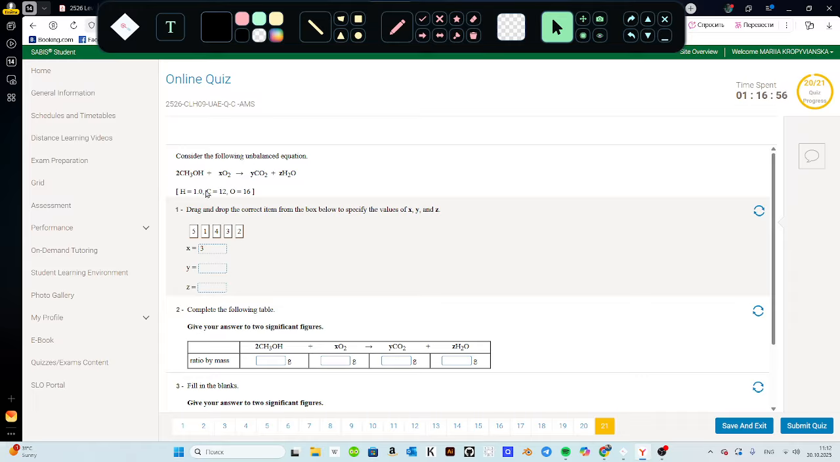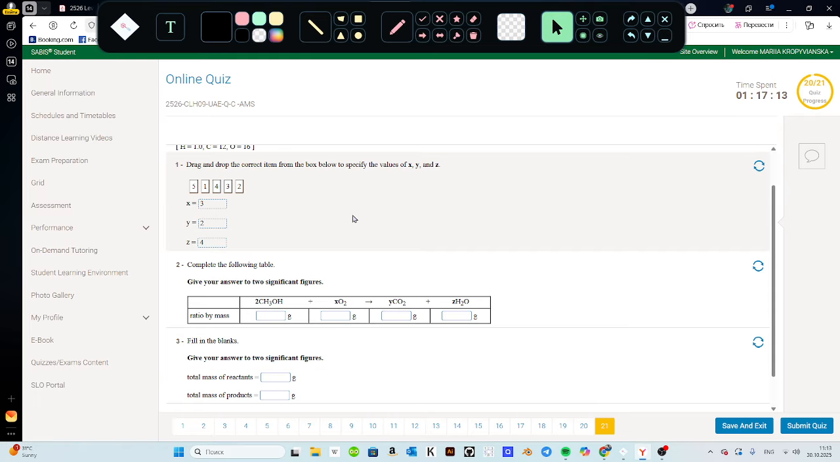Y in this case is going to be 2, because from here we see that we have 2 of oxygen. So here should be 2 of oxygen as well, and 2 of carbon as well as here. And then for Z we have 4.